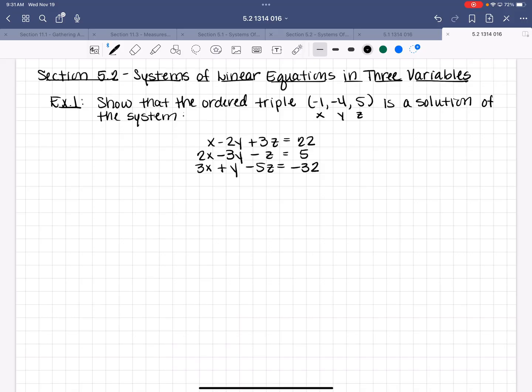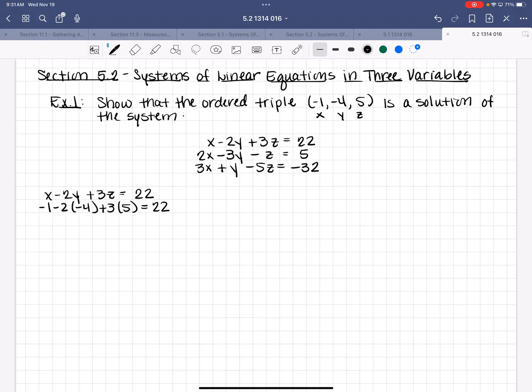Okay, all this one wants us to do is show that that ordered triple, -1, -4, 5, is a solution to that system. In order to do that, we've got to plug those 3 numbers in for X, Y, Z into all 3 equations, and all 3 equations have to prove to be true. Okay, that's what we got to do. So, I've got X minus 2Y plus 3Z equals 22. I'm going to put it in the first one. So that's going to give me -1 minus 2 times -4 plus 3 times 5 equals 22.